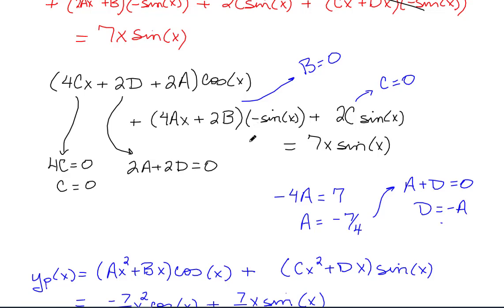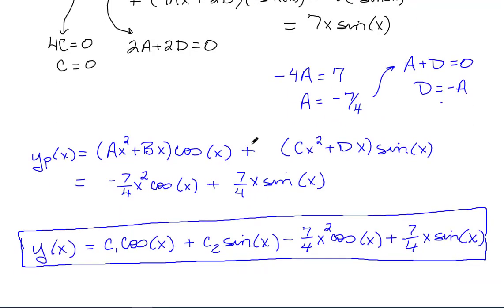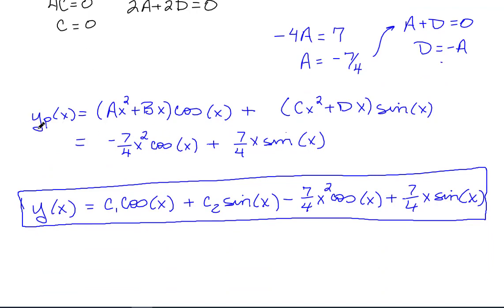So putting together the pieces that I know, I end up with my particular solution, minus 7/4 x squared cosine x plus 7/4 x sine x. And when you combine that with the homogeneous solution, you get our general solution.